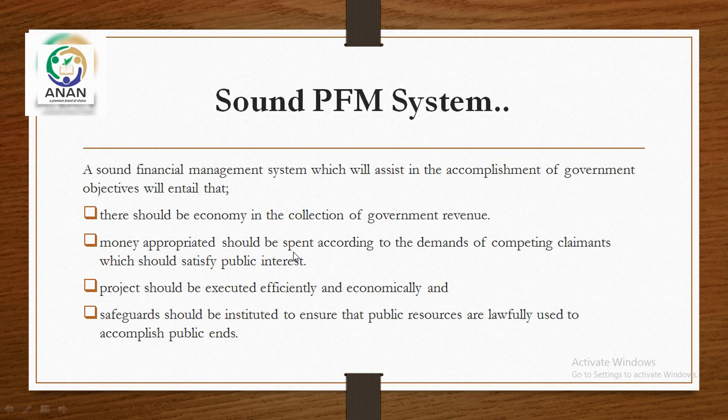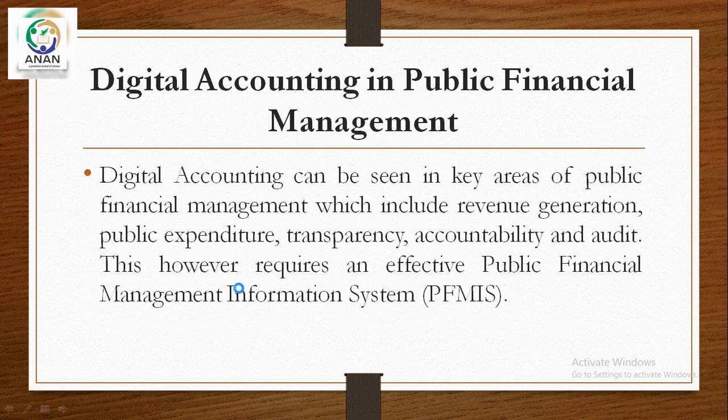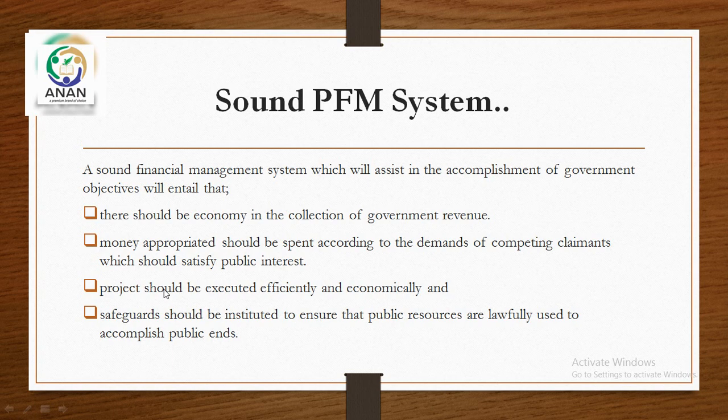Now, secondly, money appropriated should be spent according to the demands of competing claimants, which should satisfy public interest. So all public expenditures should be in the public interest, and they should be in accordance with demand. So there shouldn't be flagrant disobedience of the law. Projects should be executed efficiently and economically. There should be economic viability in the implementation of projects.